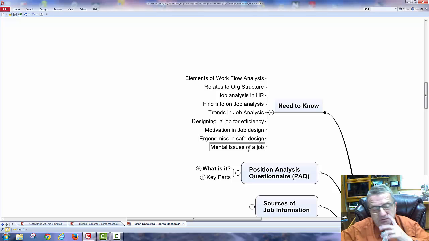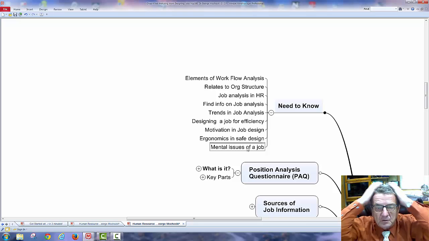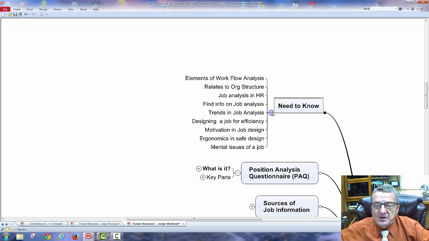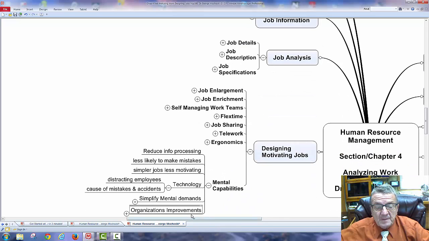Okay, and mental issues of a job. A lot of jobs are more stressful than construction. In construction, you tire your body. You could work and think, and your mind gets tired, and your whole body still has the effect, because now it's all coming up to here, all the senses working. All right? So that takes care of our section 4.